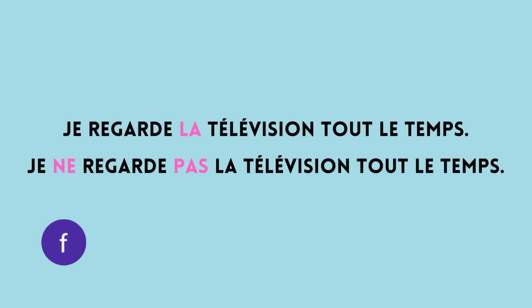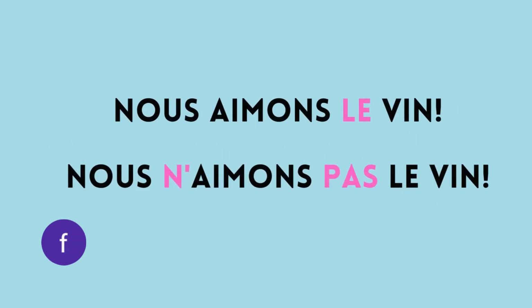So let's transform it into a negative form. Let's remind ourselves that we have to put the ne and the pas around the verb. So let's do that. Je ne regarde pas la télévision tout le temps. Now let's have a look at another example.